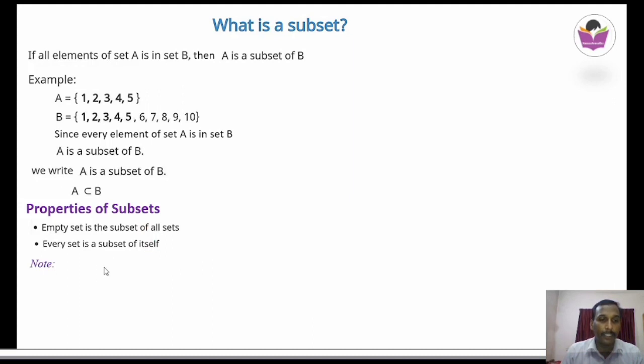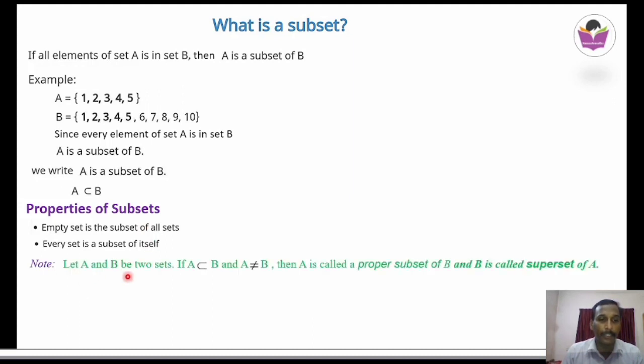The next one, there are some notes we have to see. Let A and B be 2 sets, and if A is a subset of B and A is not equal to B, then A is called a proper subset of B, and B is called a superset of A. When you read this line, nothing will be understood. So let's discuss.